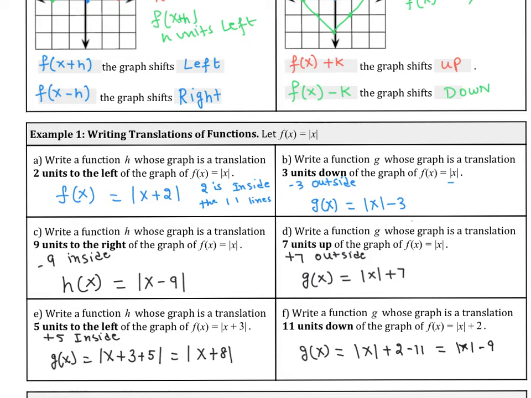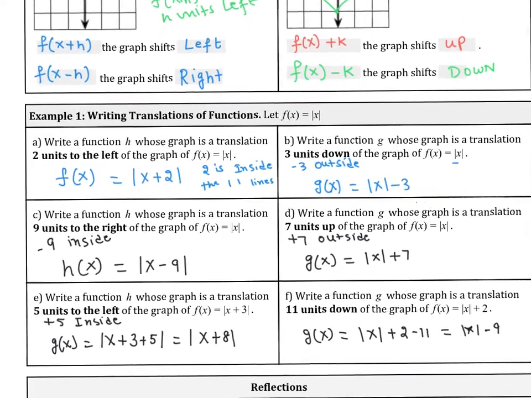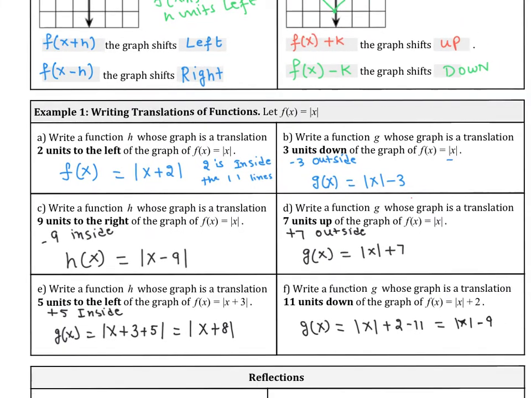For letter E and letter F, you're going to use the parent function as the given function. So f of x is absolute value of x plus 3, which is our parent function in this case. So we are going to make changes in this function right here.